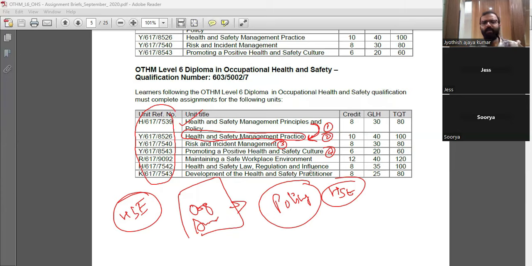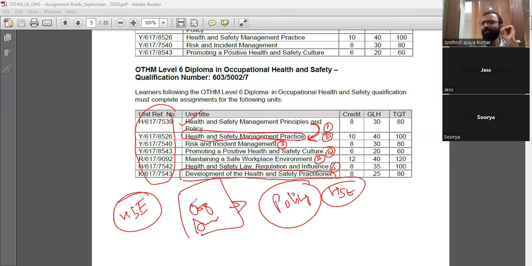Then people are working in an environment, so the workplace environment is also coming. When culture is coming, environment will be there. Then rules and regulations will come into the picture, because there are external factors influencing the organization. So there are a lot of safety laws, regulations, and all those things. These are all the external factors. Then the last unit is development of the health and safety practitioner, which is actually your career development.